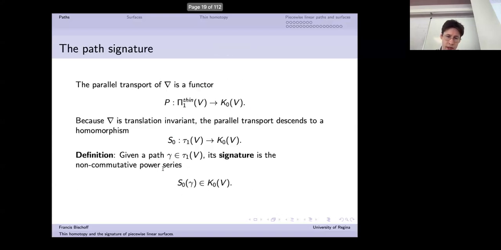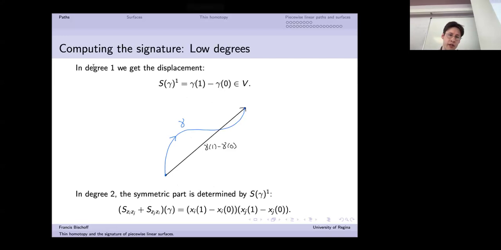It's going to have components in V, and then V tensor V, and then V tensor V tensor V, and so on, all the tensor powers of V. I'm going to tell you the first two components. You get a component in V, which is in degree 1, and that's just the displacement of the path, gamma 1 minus gamma 0. Here I drew a path in blue, gamma, and by just looking at the endpoints, you get this vector in V. That's the displacement.